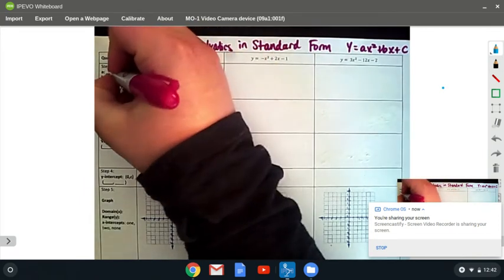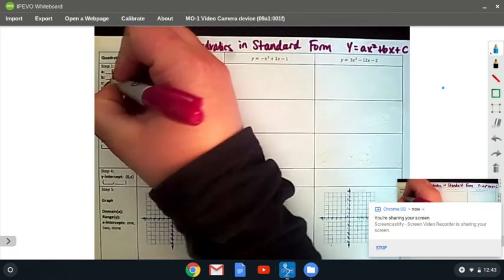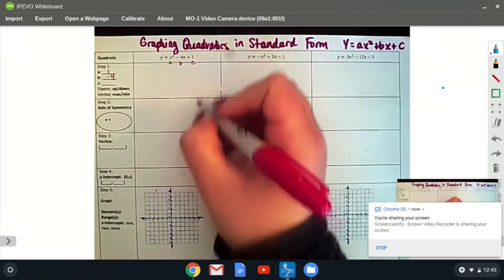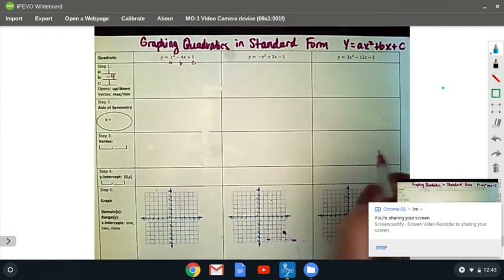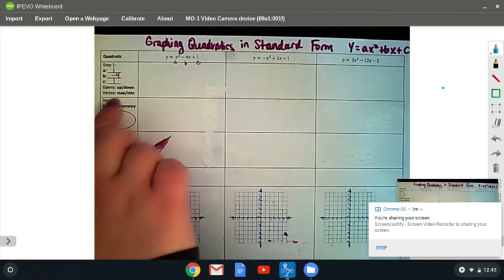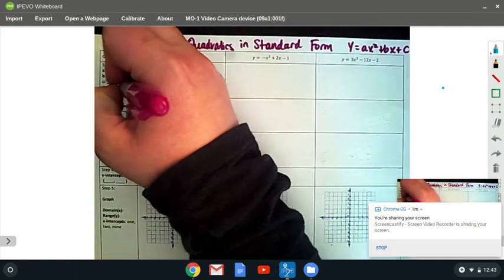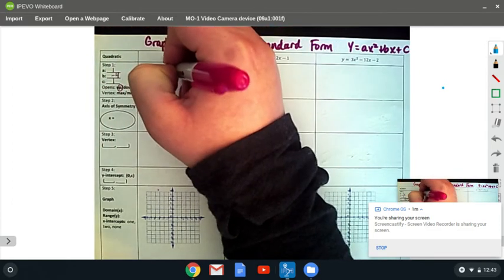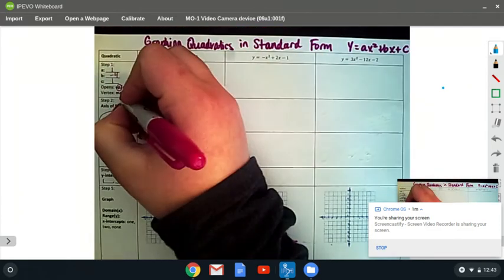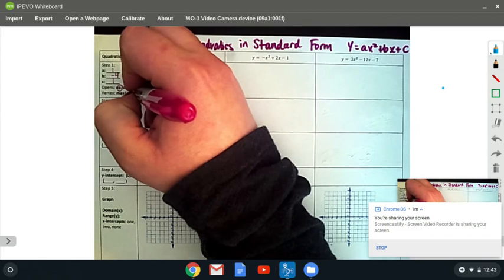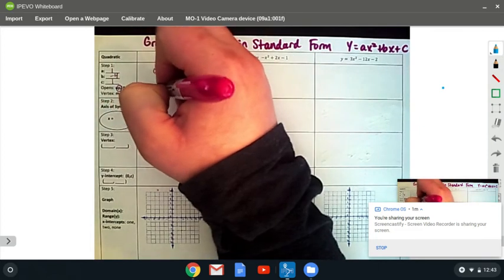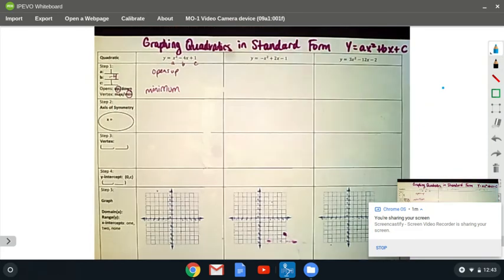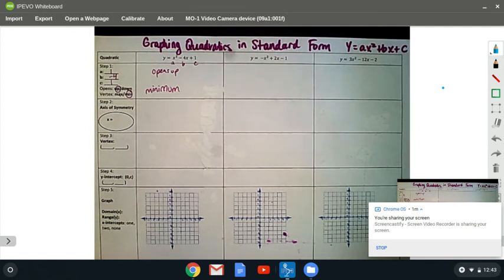My A here is 1. My B is -4. My C is 1. Because my A is a +1, that means that it opens up. And because it opens up, that means I have a minimum. Okay. I do need to find the axis of symmetry.